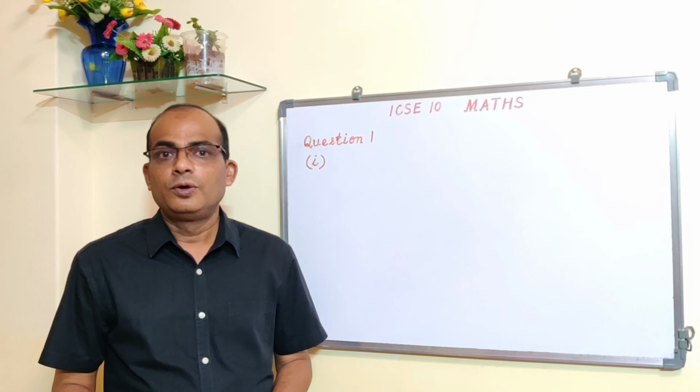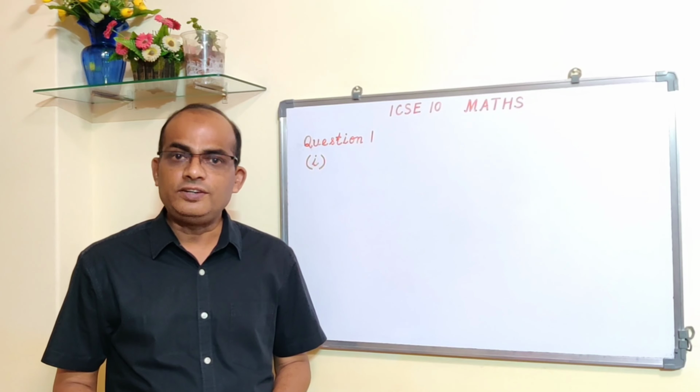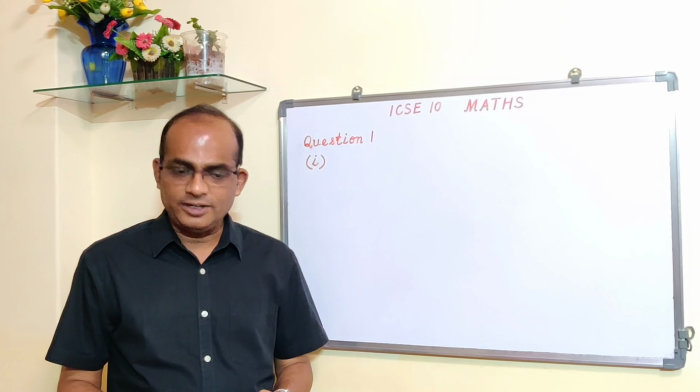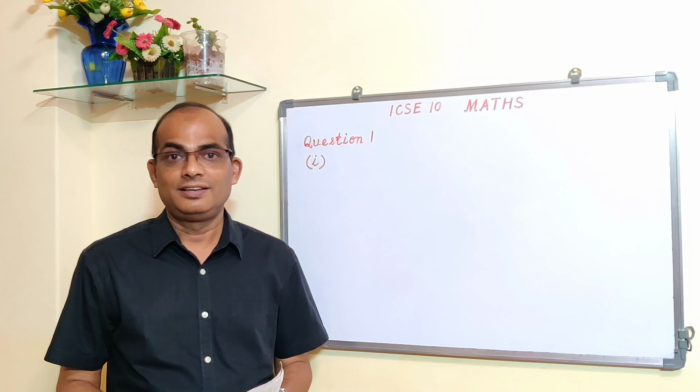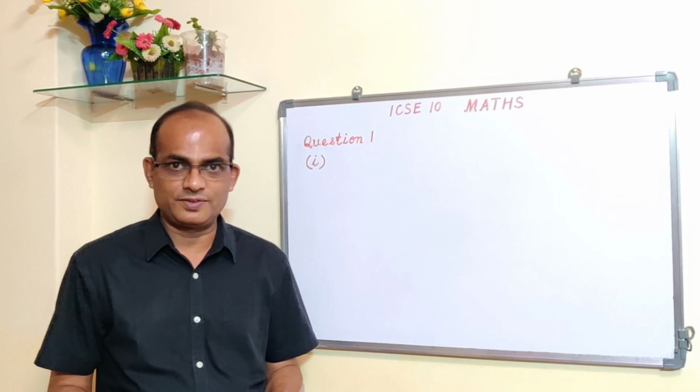Now, the first question, question number 1, first sub-question is: the SGST paid by a customer to the shopkeeper for an article which is priced at rupees 500 is rupees 15. The rate of GST charged is. The correct option is D, 6%. But how? I am showing you a few steps.